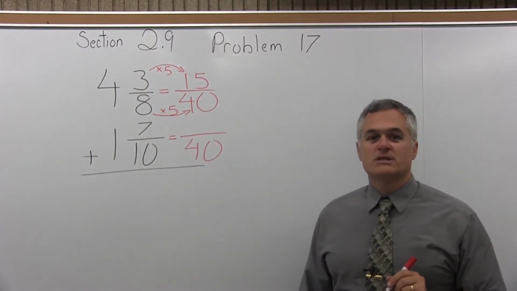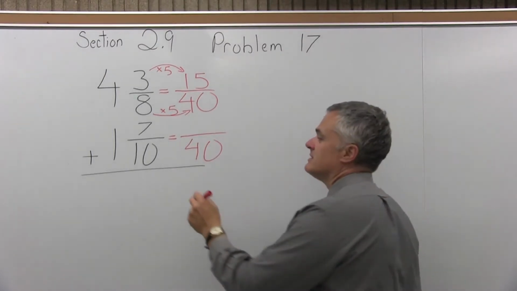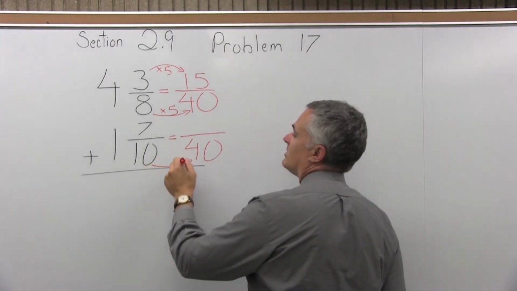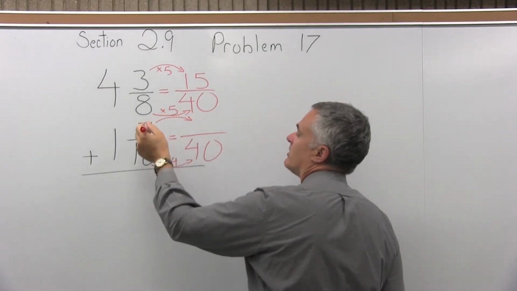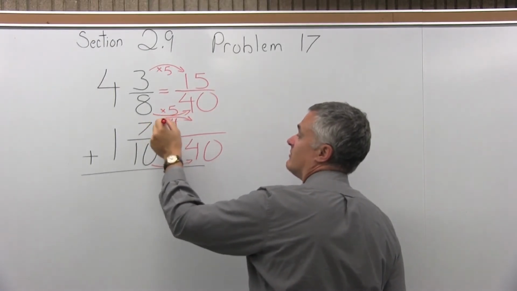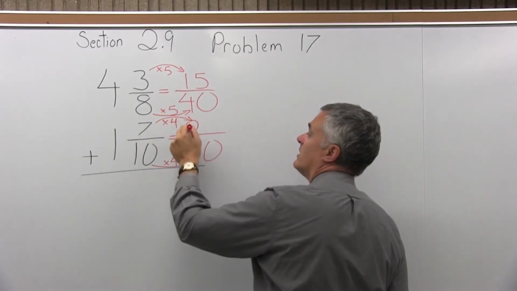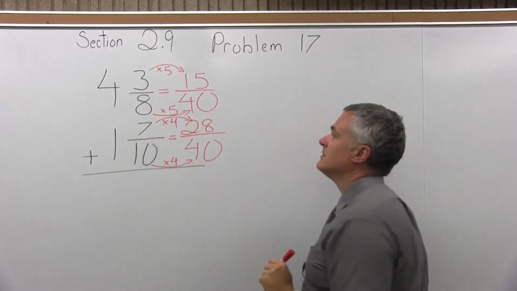And then do the same process for the other fraction, the 7/10. Some number times 10 multiplies to 40. That number must be 4. And then the numerator of that fraction is multiplied times the same value of 4. 7 times 4 is 28.